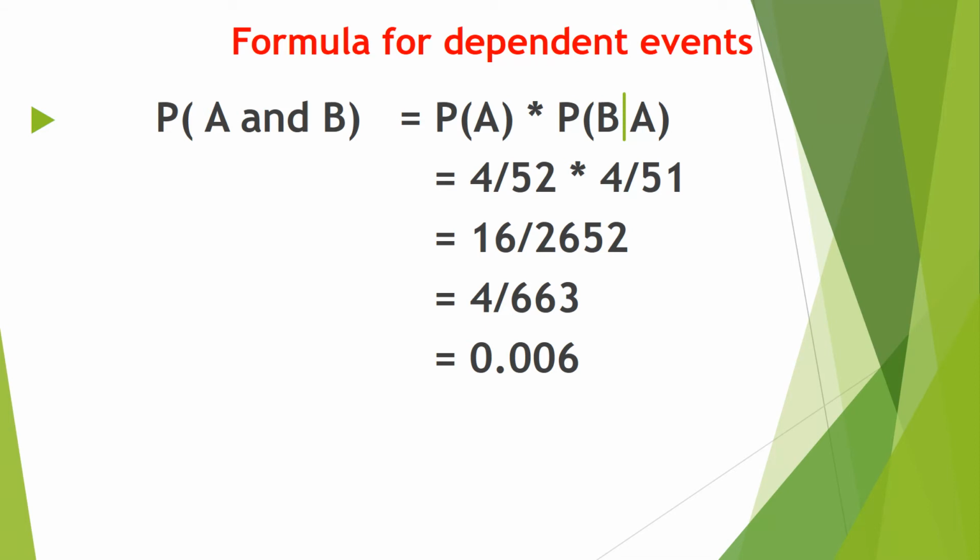Formula for dependent events: probability of A and B. A and B mean any events. A is any event, just like here in our case we have aces. What is the probability that you will pick an ace in the first attempt? What is the probability of the second event, that you will pick a queen in the second chance? So probability of A is 4 by 52, because we have 4 aces. Multiply, because in dependent and independent events we use the multiplication rule. Multiply by the probability of the second event, which is B, 4 by 51.